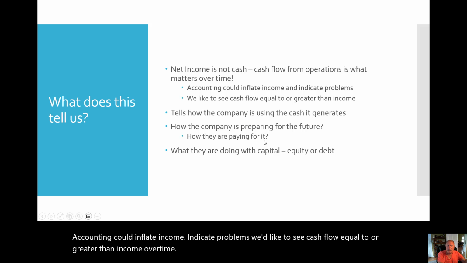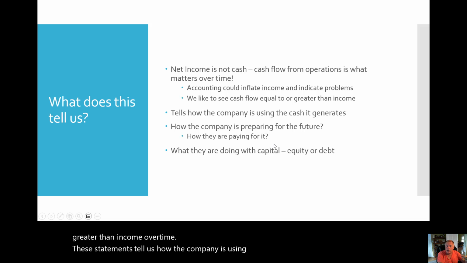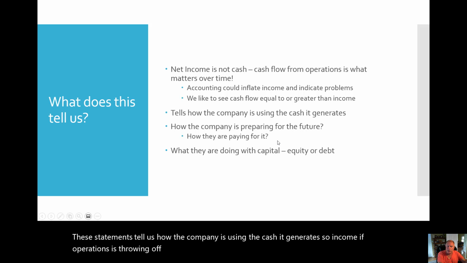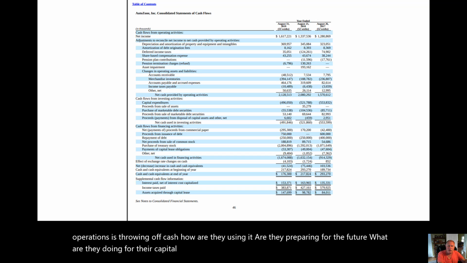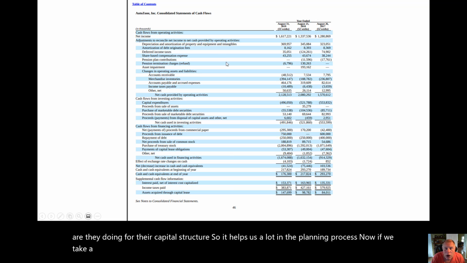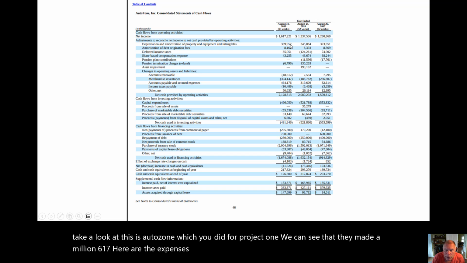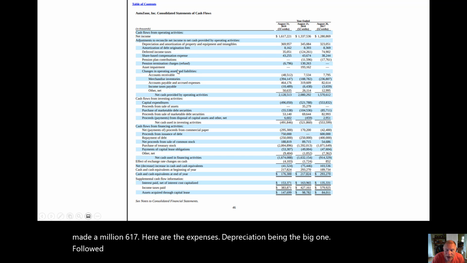These statements tell us how the company is using the cash it generates. So if operations is throwing off cash, how are they using it? Are they preparing for the future? What are they doing for their capital structure? So it helps us a lot in the planning process. Now, if we take a look at AutoZone, which you did for Project 1, we can see that they made $1,617,000,000. Here are the expenses, depreciation being the big one, followed by these items which are not cash, and changes in the operating assets, working capital.